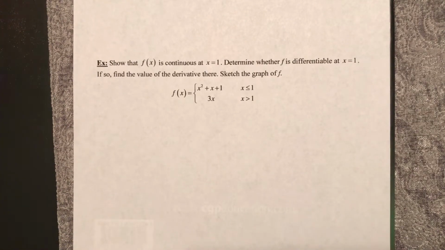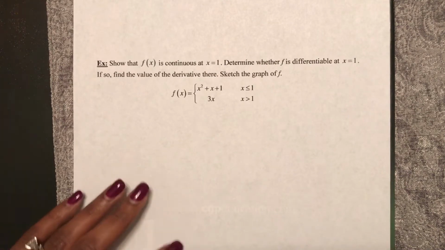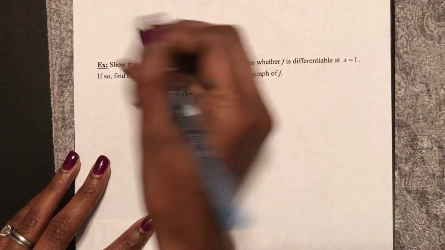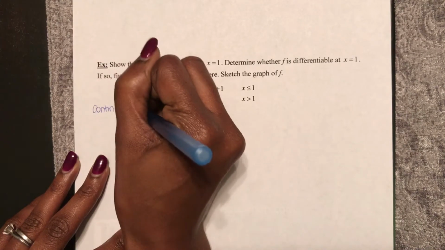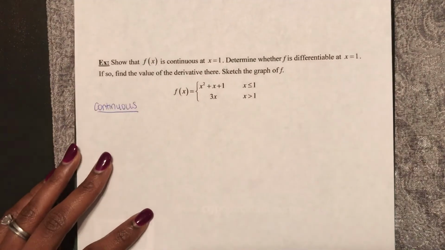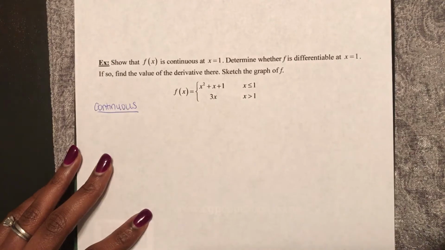In this example, we want to show that f of x is continuous at x equals 1. And then we want to determine whether it's differentiable at x equals 1. So first, to show that it's continuous, I must check using our 3 rules for continuity.